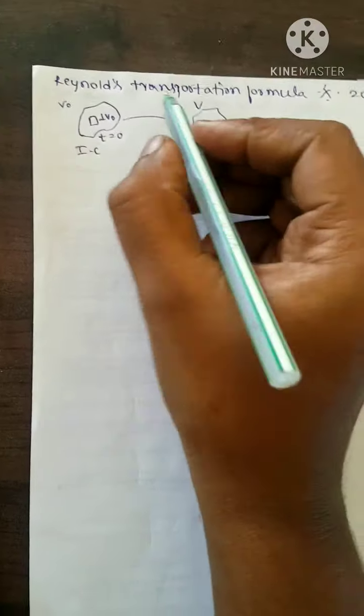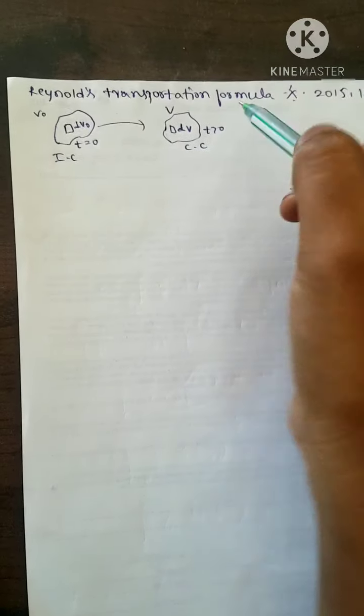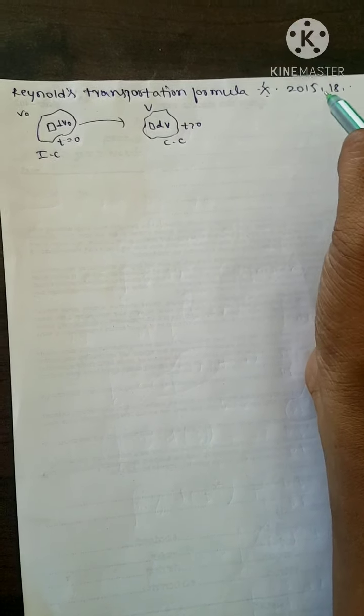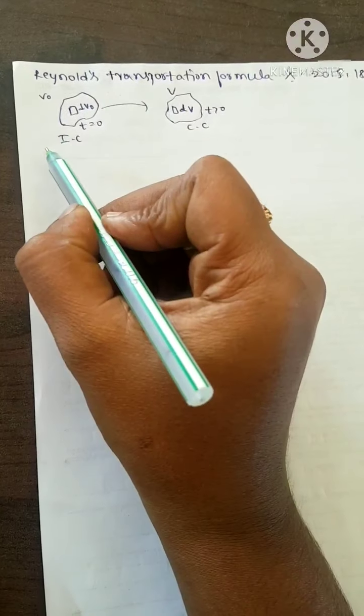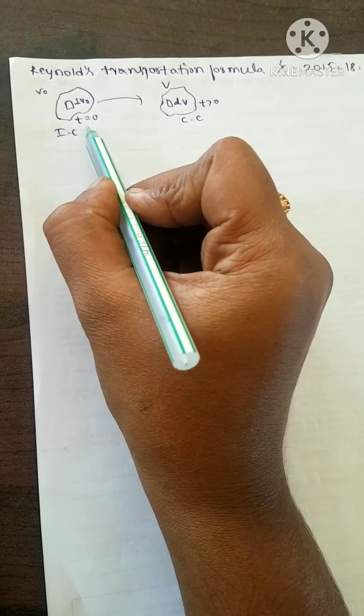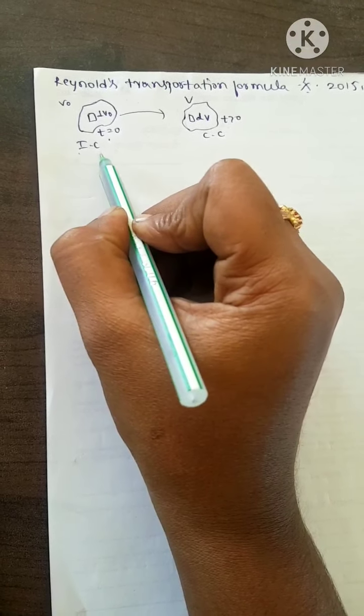Now the next concept is Reynolds transport formula. This is also an important question which was asked in 2015 and 2018. I have considered a continuum at time t equal to 0. This is the initial configuration.